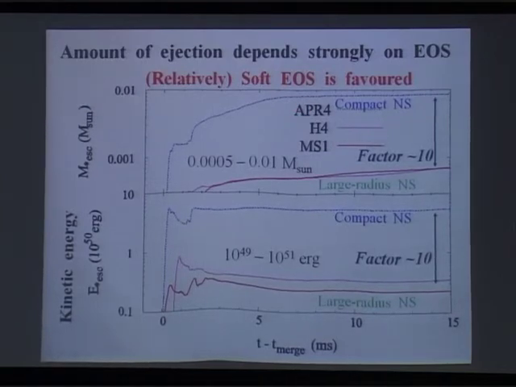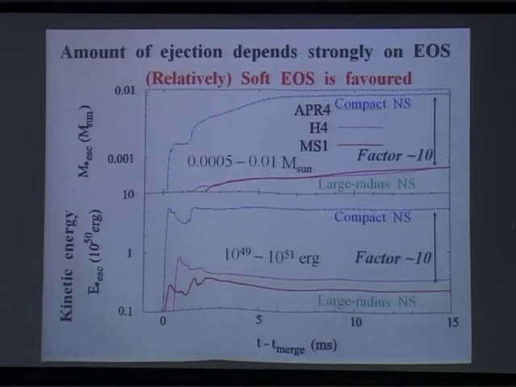Your earlier simulation suggested that if you have a soft equation of state, then something happens inside the ISCO. No, in this case there is no ISCO, since it's a binary neutron star. Okay, binary neutron star, yeah. Mainly, the result depends strongly on the equation of state. We don't know what happens because we don't know the equation of state.